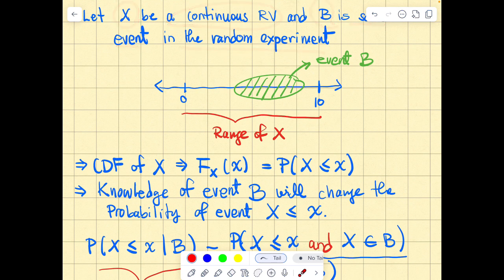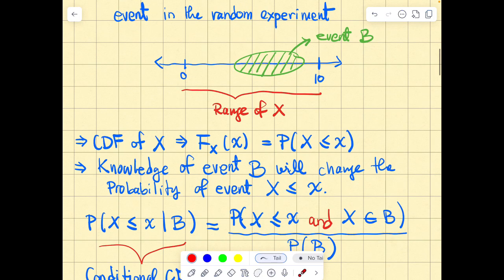If you look at this line, it indicates the range of random variable X. The outcome of X could be between 0 and 10, for example, and event B covers some part of the outcome, some subset of the whole outcome. So B is this. With knowledge of event B, we know that X has to be within this range. It's not going to be anything outside this green area, so the probability of those is going to be zero.